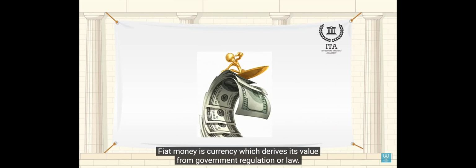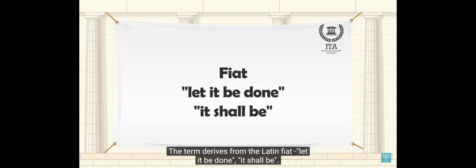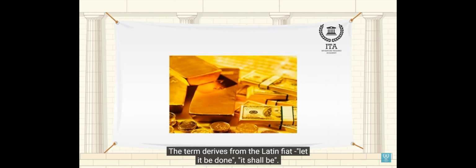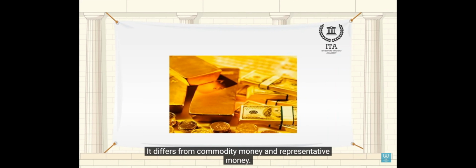Fiat money is currency which derives its value from government regulation or law. The term derives from the Latin fiat, let it be done, or it shall be. It differs from commodity money and representative money. Commodity money is based on a good, often a precious metal, such as gold or silver, which has uses other than as a medium of exchange, while representative money is a claim on the commodity rather than the actual good.